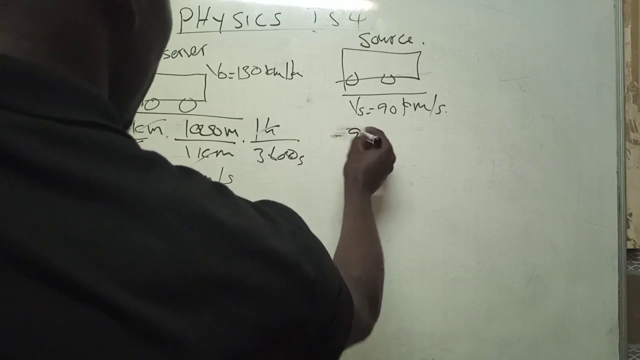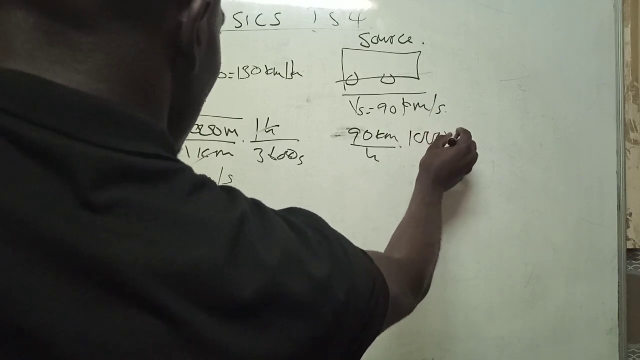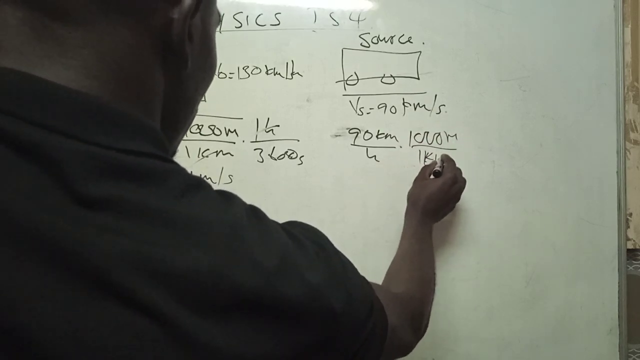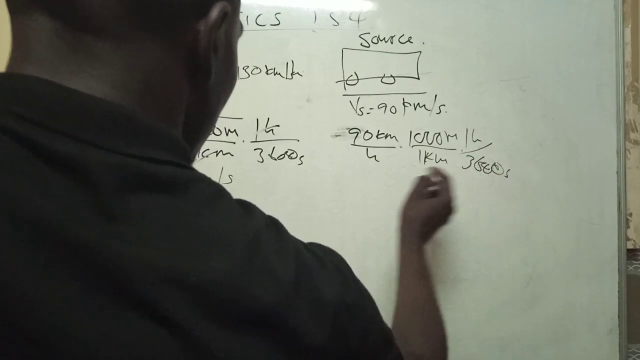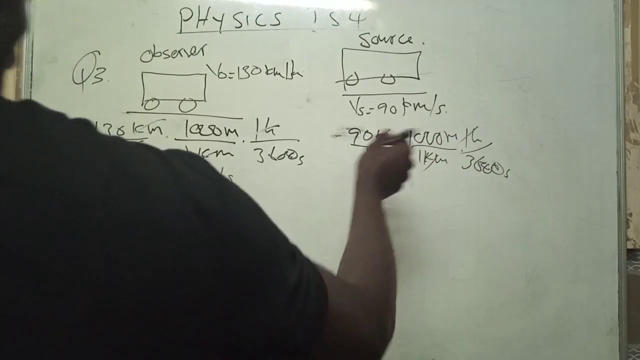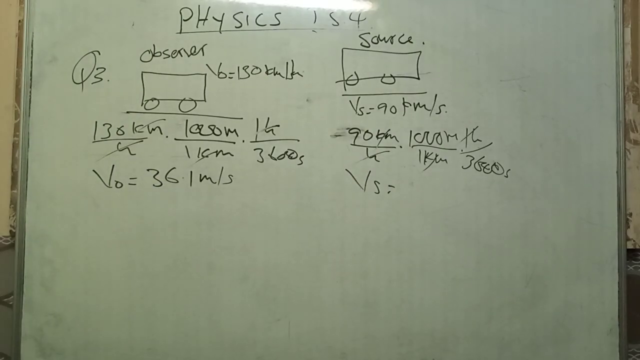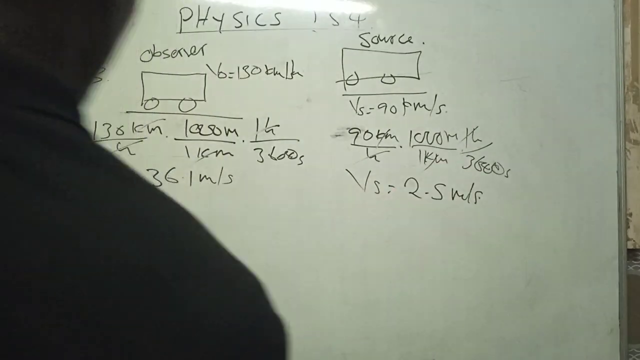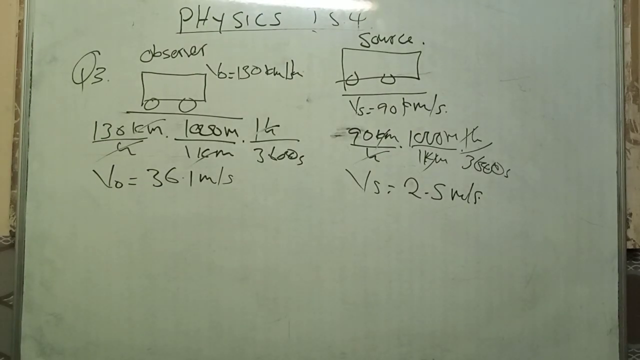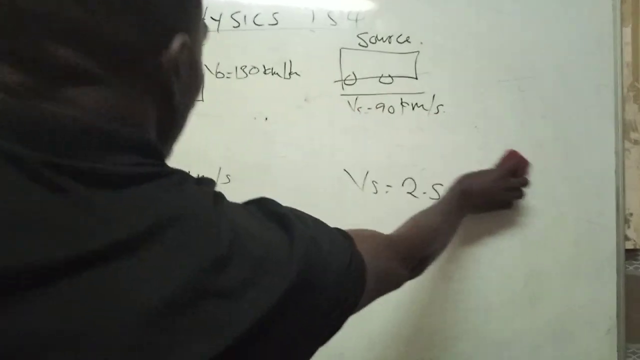Same with this guy here. I can say 90 kilometers per hour times 1,000 meters per 1 kilometer times 1 hour over 3,600. This and that one cancels. If I do the math there, I'm going to get my Vs, the velocity for the source, to be 2.5 meters per second. Then from there I can move this part so that I have the space.